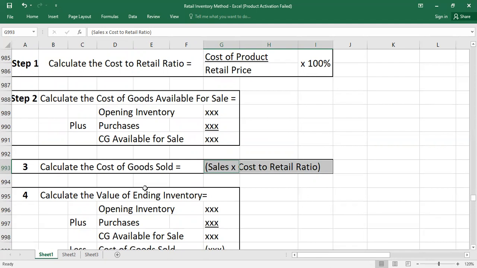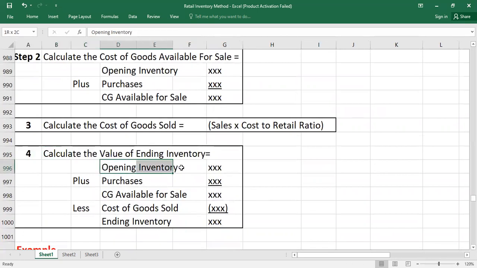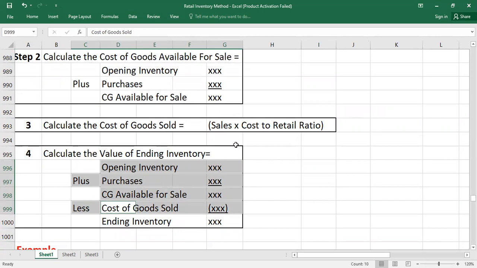And step number four: if you want to calculate the value of ending inventory, this is what you need to follow. You write opening inventory plus purchases, which is called cost of goods available for sale, less cost of goods sold, which you determined in step number three. This is how you get the ending inventory, and this could be the quick way to estimate the value of closing inventory.